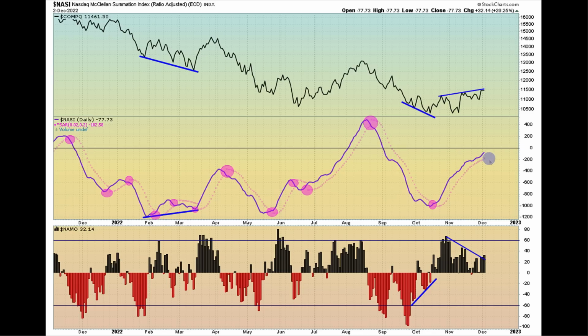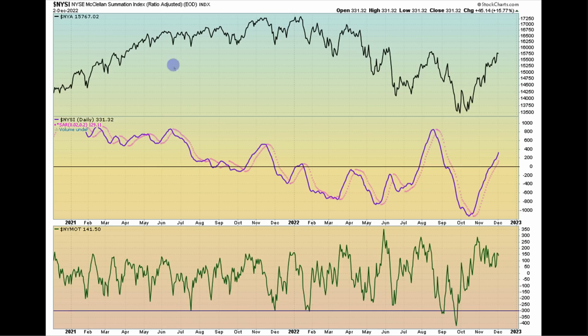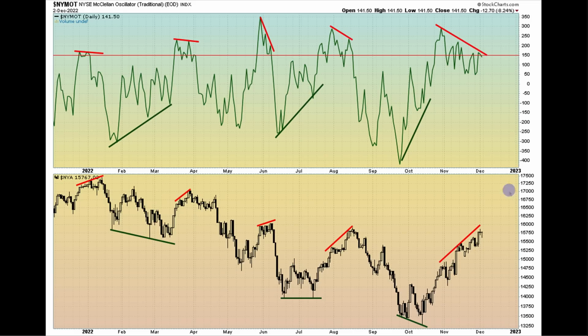The summation index still hasn't crossed over, still trending up, so that's a positive sign. And we still have that negative divergence that's forming there on the Nasdaq McClellan oscillator. Going to continue to watch that one. If you take a look at the summation index for the NYSE, the New York Stock Exchange, it is still pointing straight up, so everything is good there. We do have a pretty gnarly divergence still in the works there with the NYMO. You can really see that clearly here.